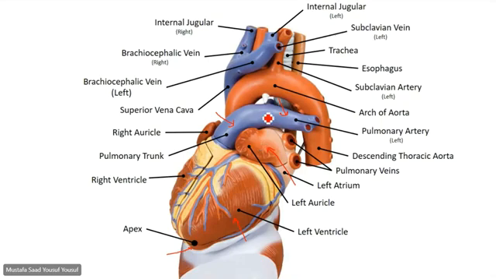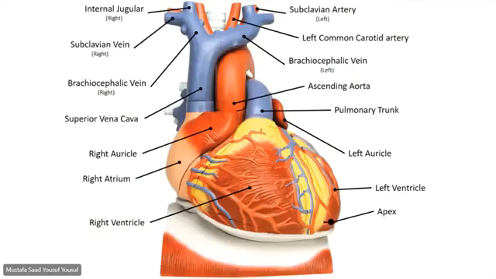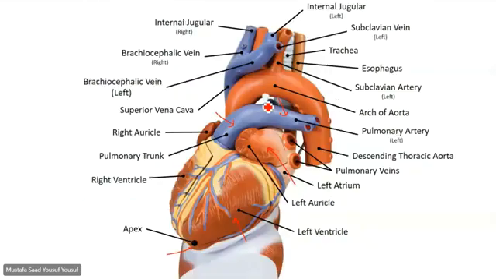Now, here it appears clearly, this is the pulmonary trunk, and here I have the arch of the aorta. And what do I have here between them? This is a ligament that connects the pulmonary trunk with the arch of the aorta. This is the ligamentum arteriosum. Ligamentum arteriosum. Okay.